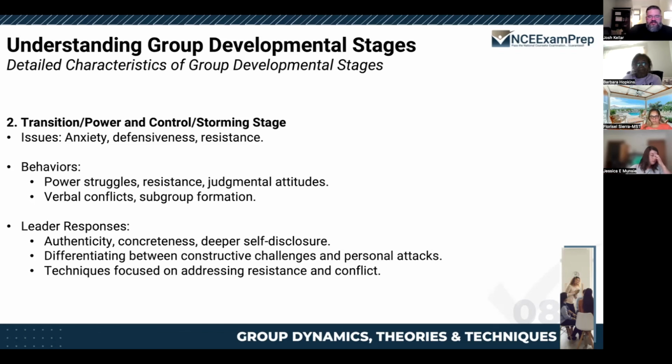And then also techniques that are focusing on addressing resistance and conflict, right? And so this is where we could look at some of the things that are said that might be resistant and use those as catalysts for deeper exploration. Okay?